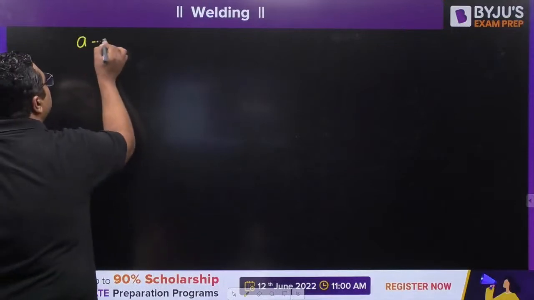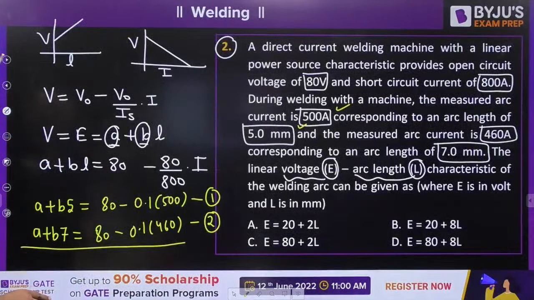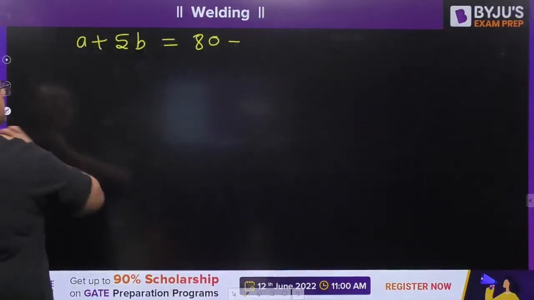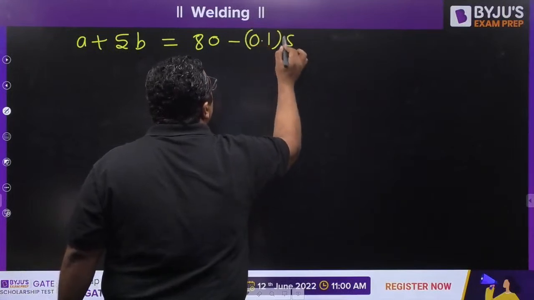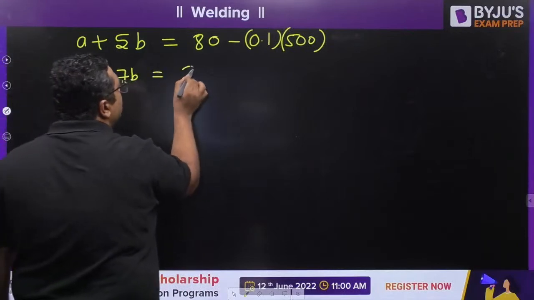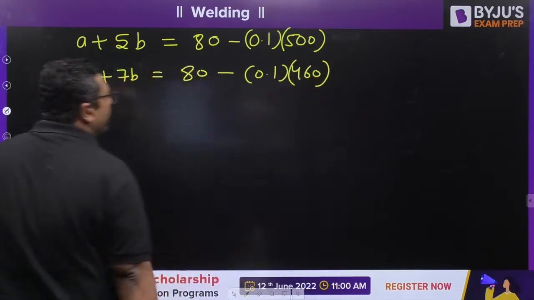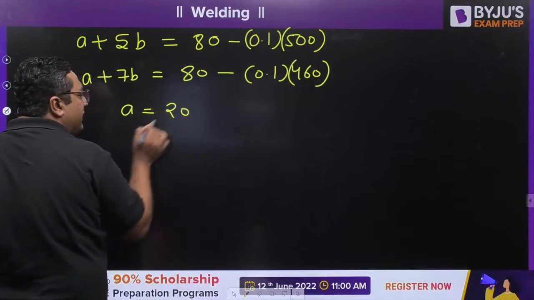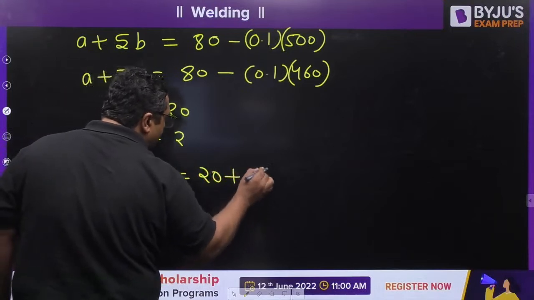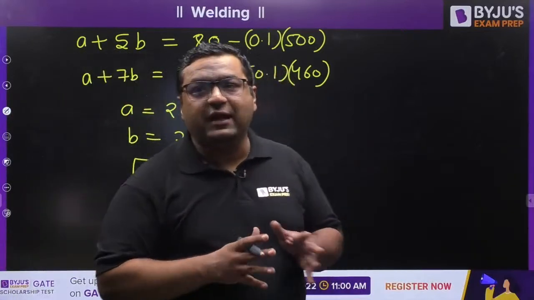A plus 5B is equal to 80 minus 0.1 times 500. Then A plus 7B is equal to 80 minus 0.1 times 460. So when you solve this, A will come out to be 20 and B will come out to be 2. The equation will become 20 plus 2L. So this type of question comes in GATE. So I am covering each and every type.